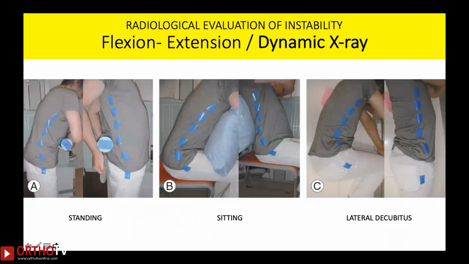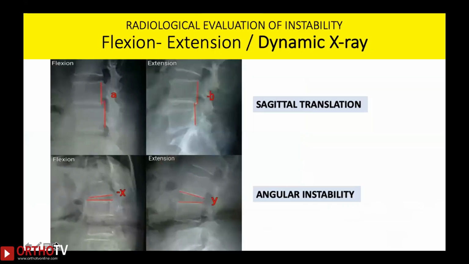In addition to the routine radiographs that we advise in our day-to-day practice, sometimes we need dynamic X-rays. This is basically a flexion and extension X-ray, and this can be done in standing position, sitting position, or in lateral decubitus position. The problem that we see on this dynamic X-ray is called segmental instability, and this may be in the form of sagittal translation or angular instability.